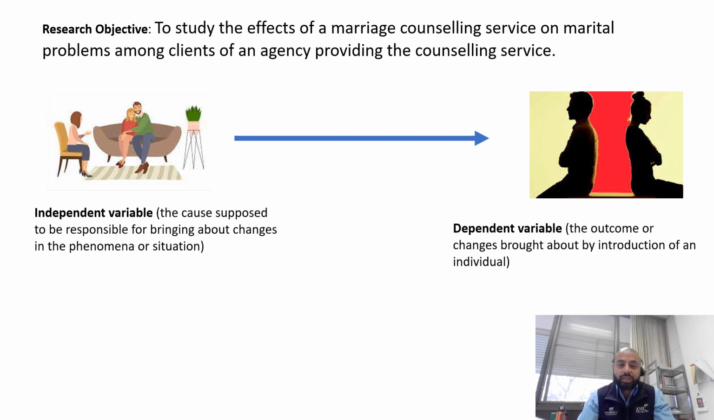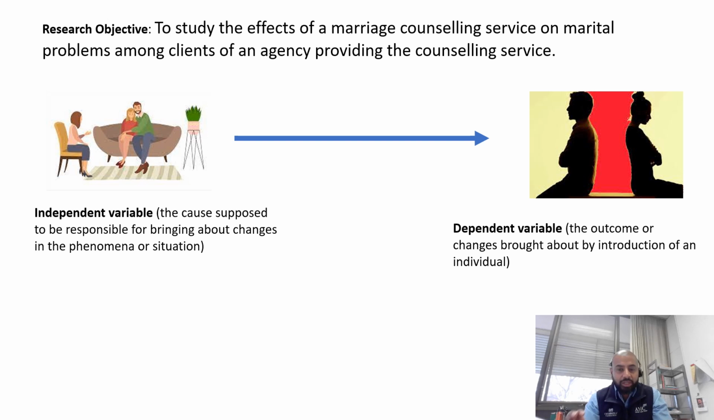And the dependent variable in this case is the outcome or changes brought about by the introduction of the marriage counseling service. If the individual or couple have sought the marriage counseling service, what are the outcomes or changes that have been brought about by it? How you define that outcome or change is completely up to you as a researcher. In my case, I defined it as the rate of divorce. So this independent variable, the marriage counseling service, is causing an assumed effect on the dependent variable, which is maybe the lesser rate of divorce.